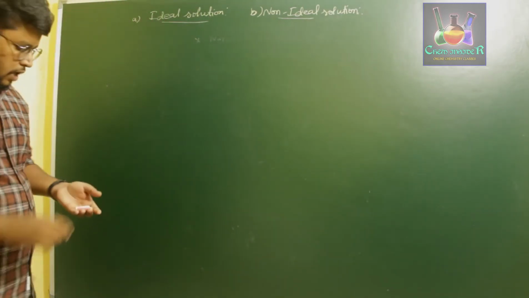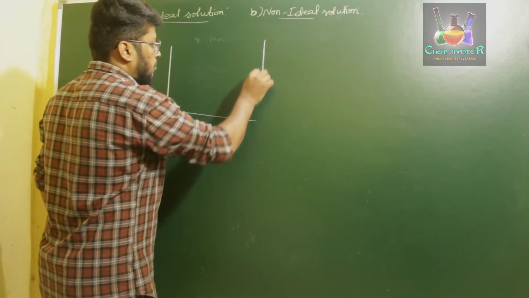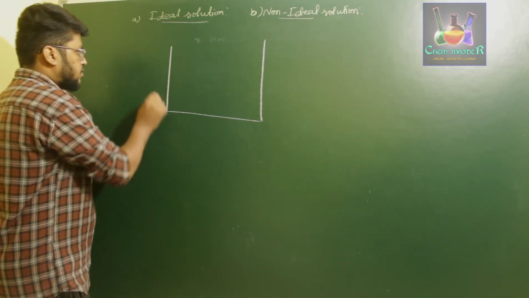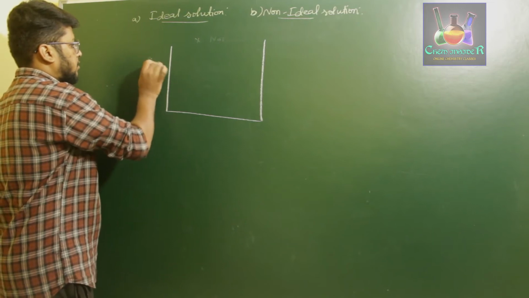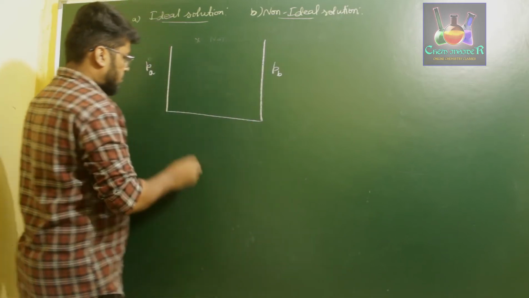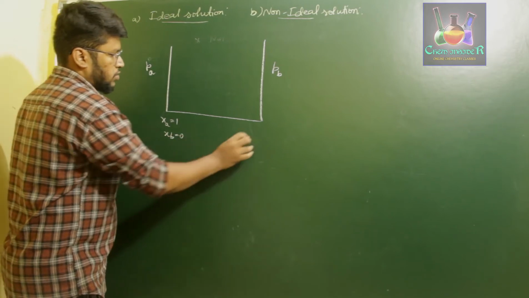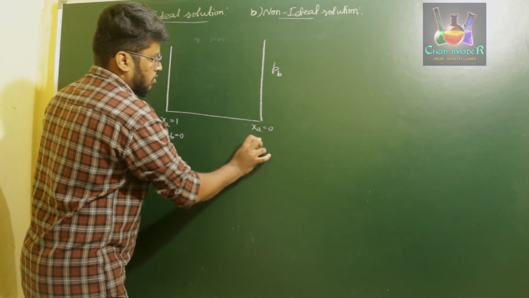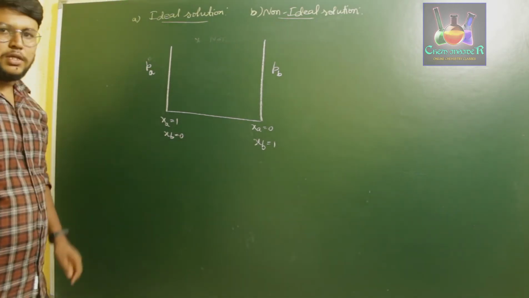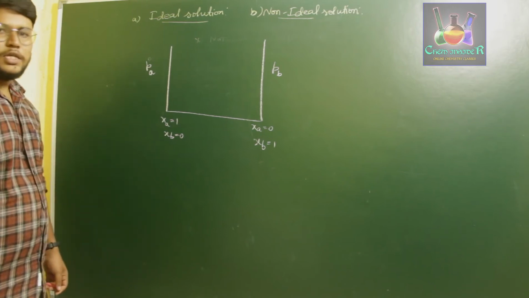So if you consider the graph of Raoult's law, that is plotting mole fraction on the x-axis and vapor pressure on the y-axis: P_A° on the left side, P_B° on the B side. So X_A is equal to 1, X_B is equal to 0 here; there X_A is equal to 0, X_B is equal to 1. Okay, so now in this particular condition, what I am considering is A is a less volatile compound.